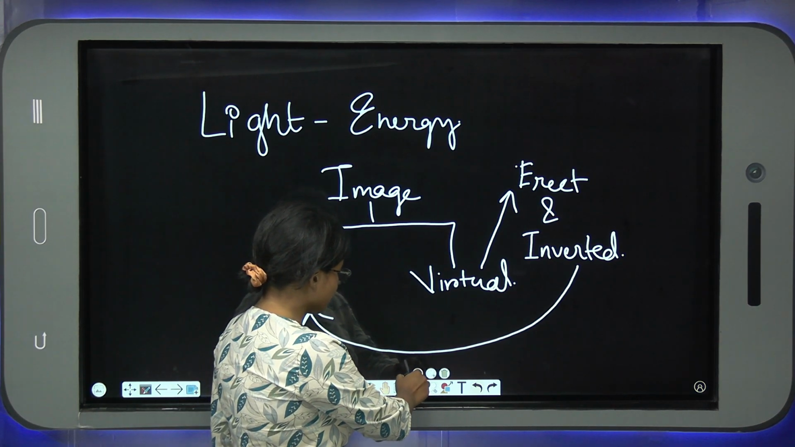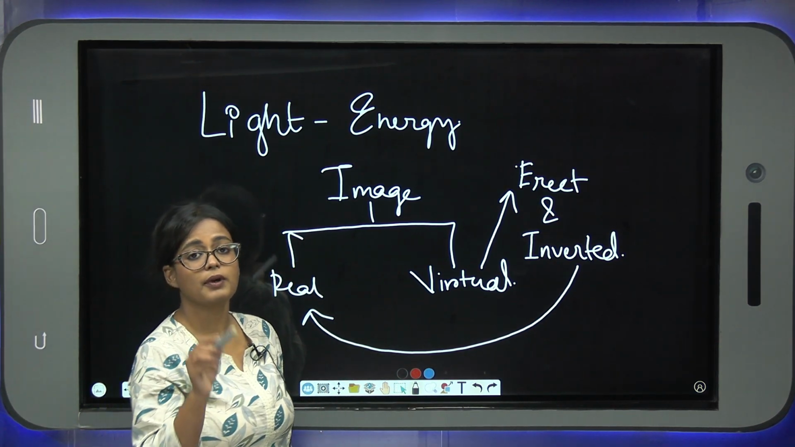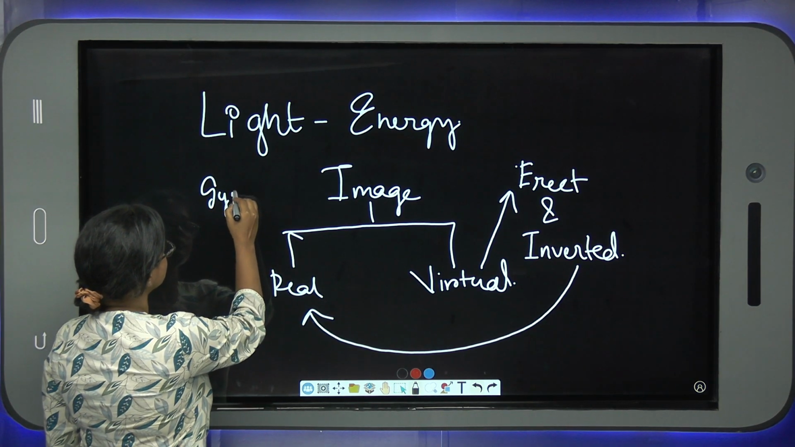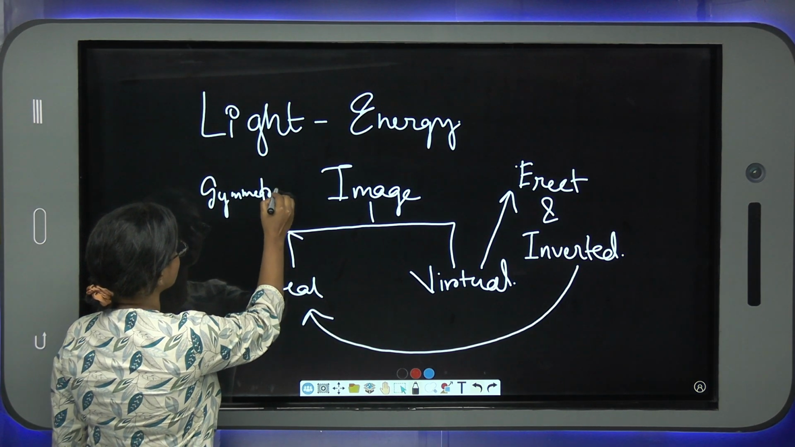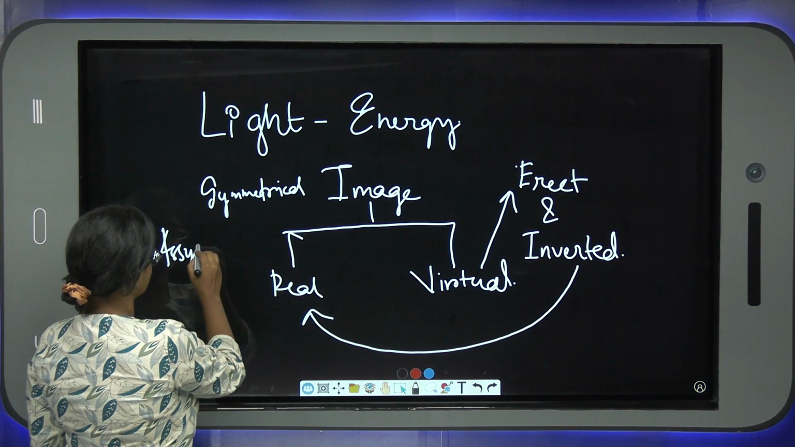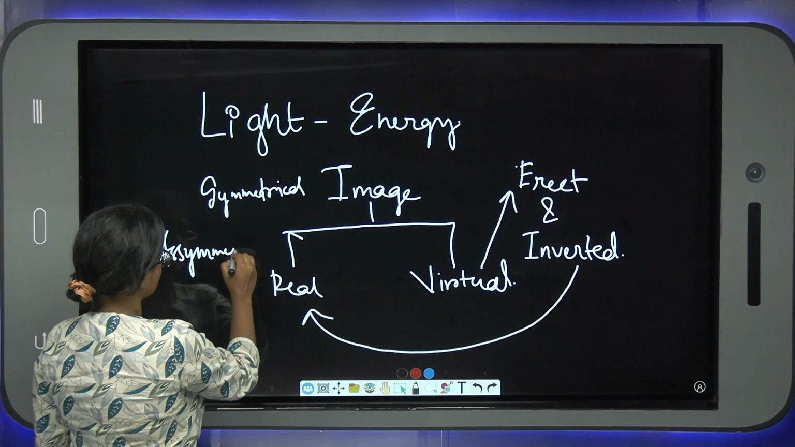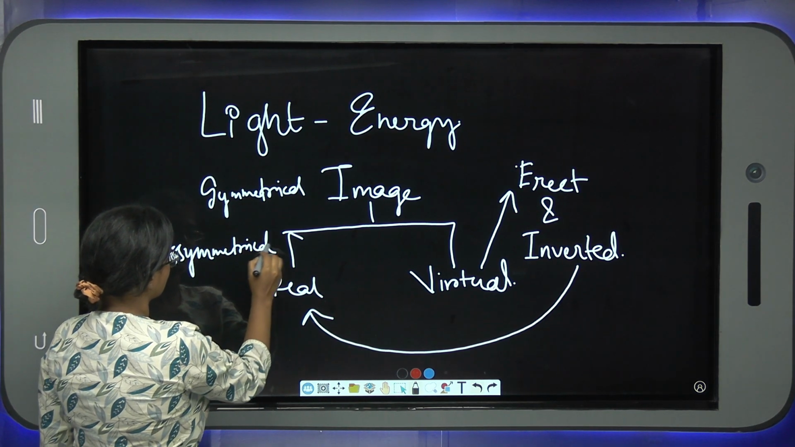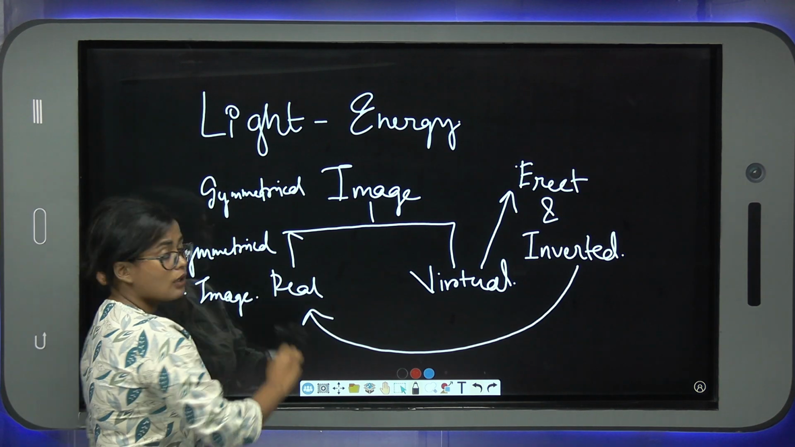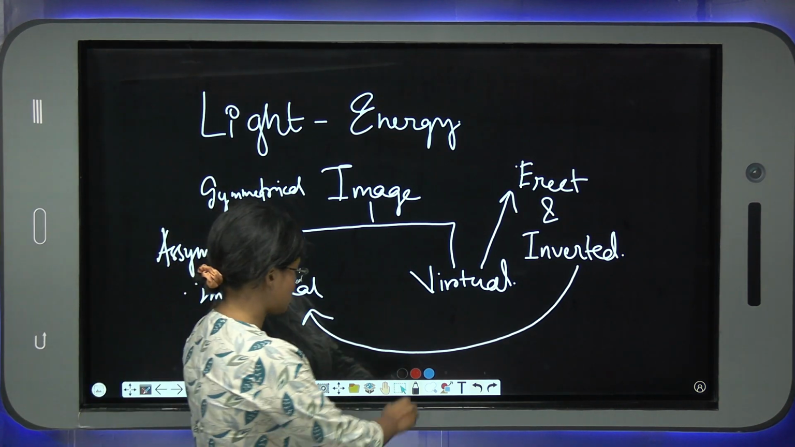Now we can also divide them into two more categories, that is symmetrical and asymmetrical images. Now what are symmetric images? Let's see.